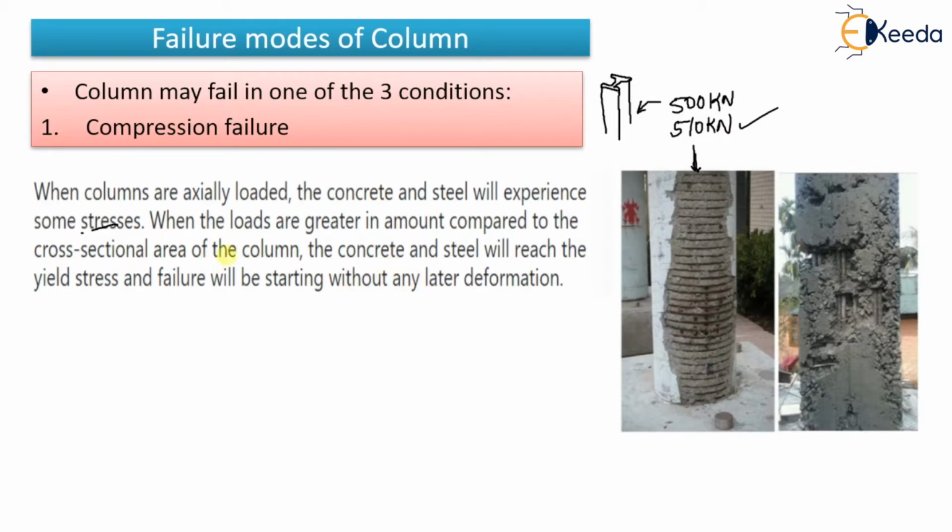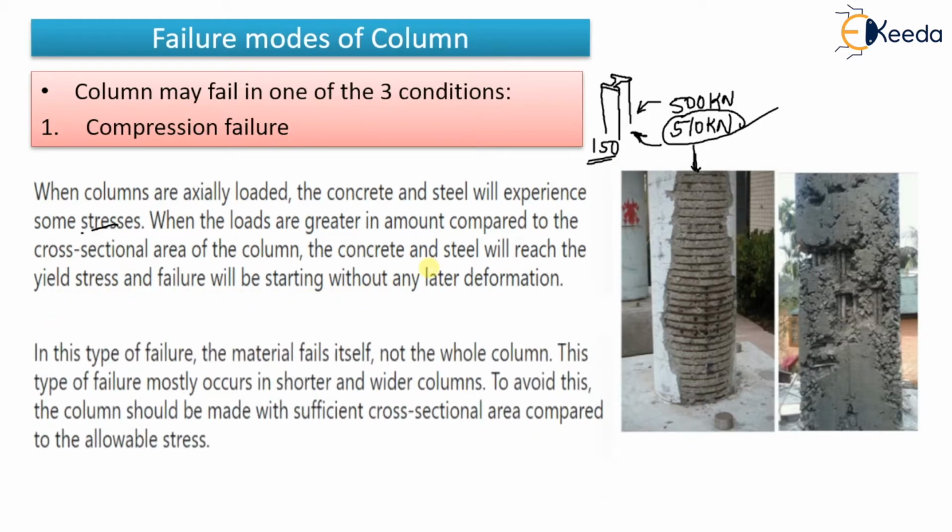So what happens? When the load is greater compared to the cross-sectional area of the column, the capacity of the column is not 510 kilonewton, the section is not enough. Let us assume that you have used an I section of 150 wide. It will reach its yield stress, the failure will start without any later deformation, and finally there will be a failure. And one more thing, the material fails itself. It is not the case that the whole structure will fail, but that's why I have given you this diagram. Here the material fails, not the whole column. You have to remember this.